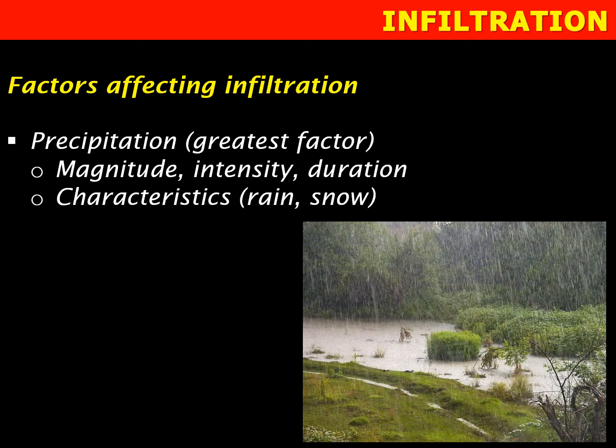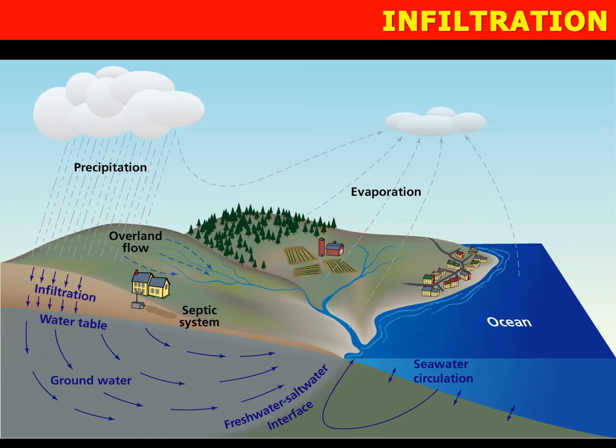What are the factors affecting infiltration? The greatest factor is precipitation. The precipitation is dependent on the magnitude, intensity, and duration. Besides that, the precipitation characteristics, such as rain or snow. This figure shows the process of precipitation that enters the groundwater.